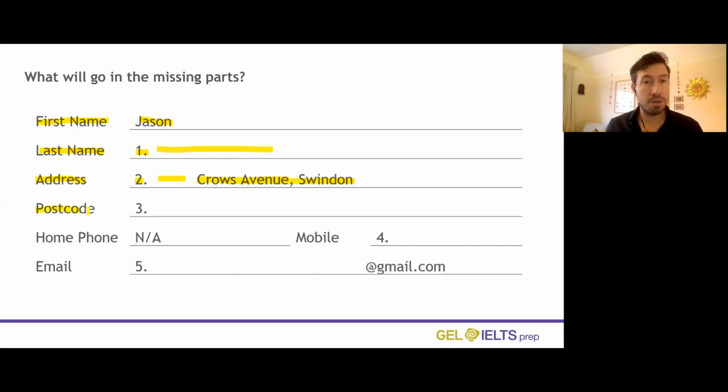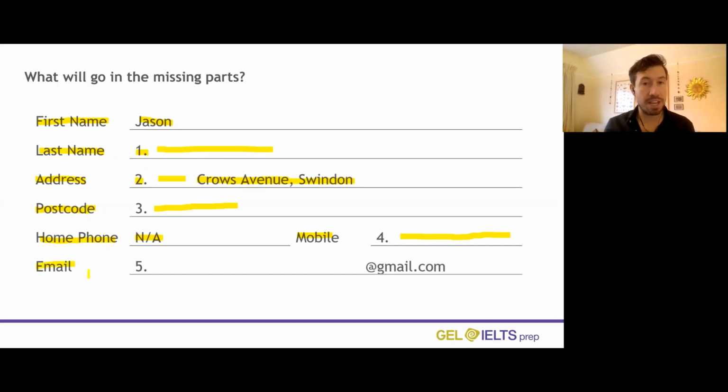Then a postcode is like an area code. So it's going to be some letters and numbers together that we're missing here. Then it says home phone. It's got not applicable, so there's no home phone number here, but it's got mobile, so we're going to need a mobile phone number here. And we're going to remember what we spoke about with phone numbers from before.